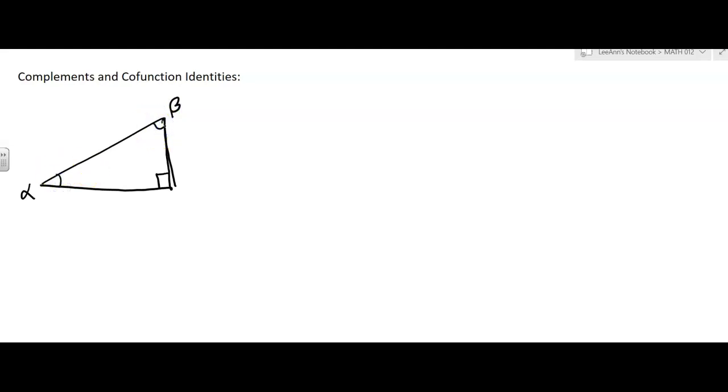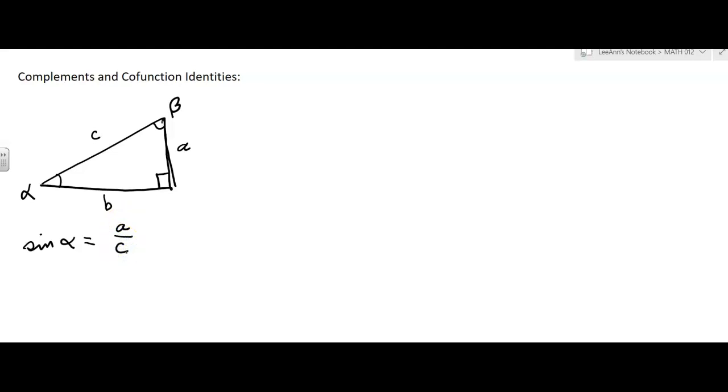Well, we know that, let me put a little bit more labeling in. Let's call this A and C and B. We know the sine of alpha is equal to opposite, which would be little a, over hypotenuse, which is C.